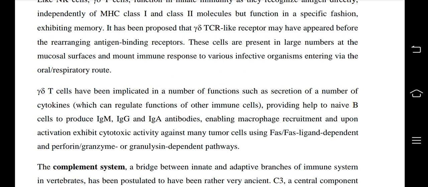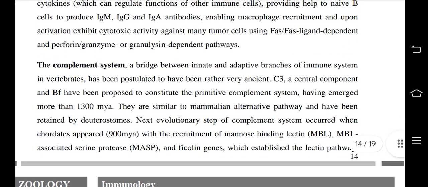The complement system, a bridge between the innate and adaptive branches of the immune system in vertebrates, has been postulated to be very ancient. C3, a central component, and BF have been proposed to constitute the primitive complement system, having emerged more than 1300 MYA. They are similar to the mammalian alternative pathway and have been retained by tetrapods.